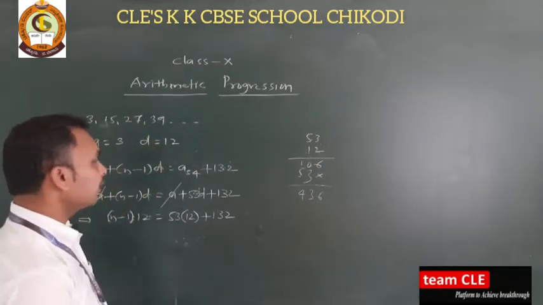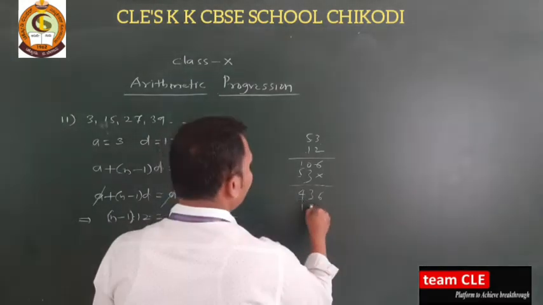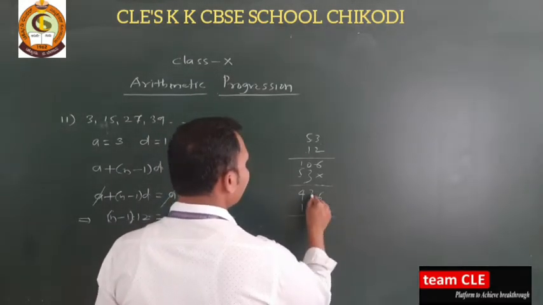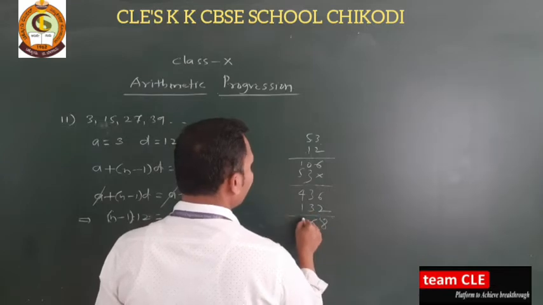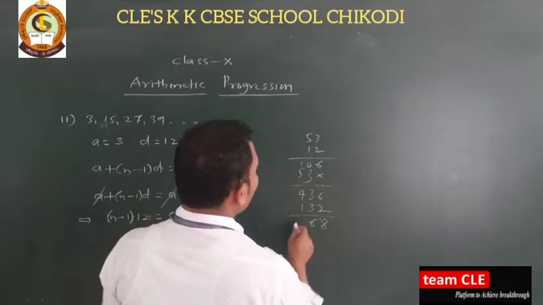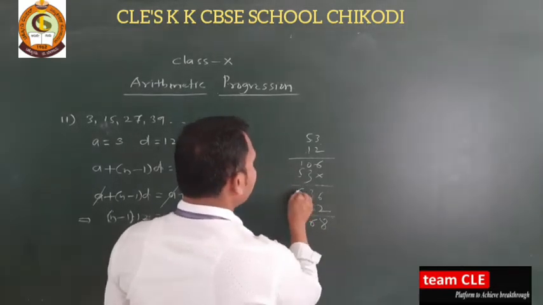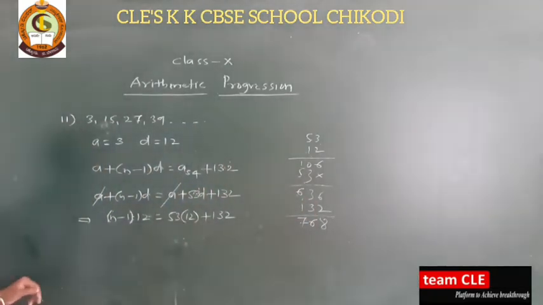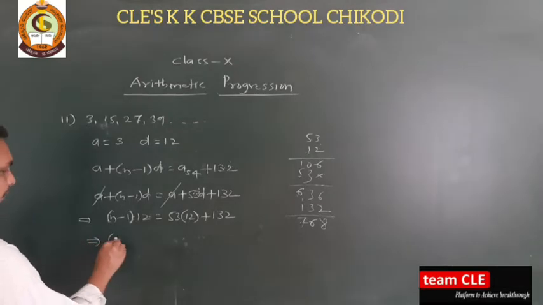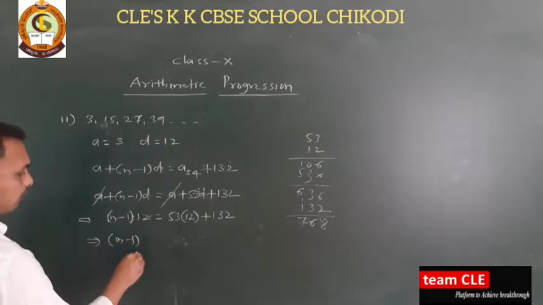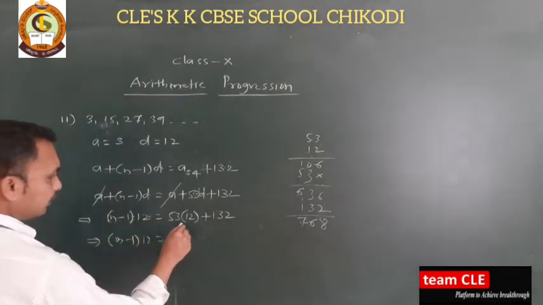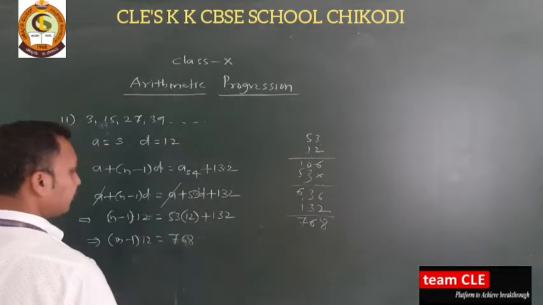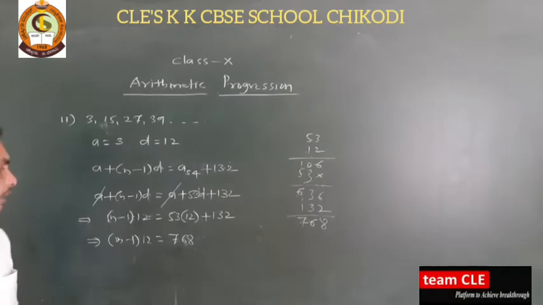Plus 132. So now 132. Now this is 2 and 6, 8 will come here, 3 3s, 6 will come here, and 4 plus it is 6, and this is 7. Now this implies we have n minus 1 into 12, and totally I will write 768. We will get 768.